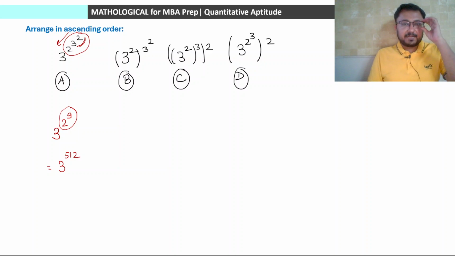Okay, second value is 3 to the power 2 to the whole power 3 square, which is 3 to the power 2 to the whole power 9. And this 2 into 9 becomes 3 to the power 18. 3 to the power 18. Is that clear?